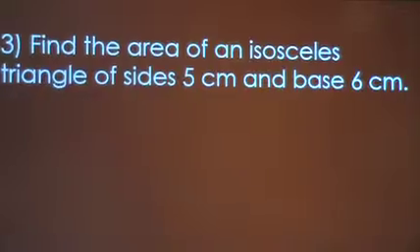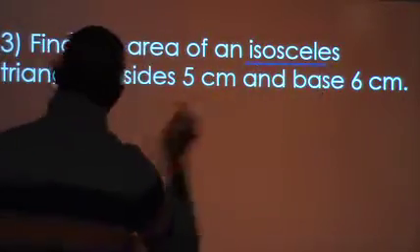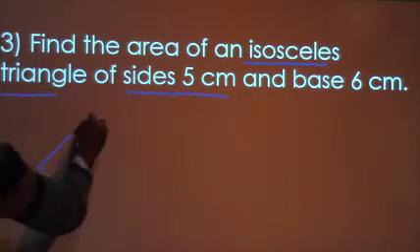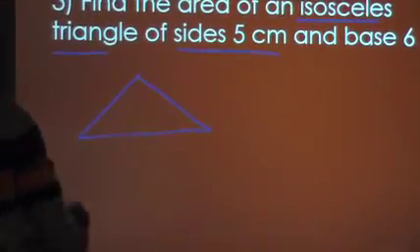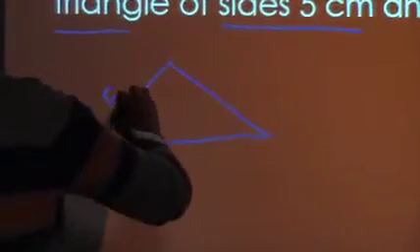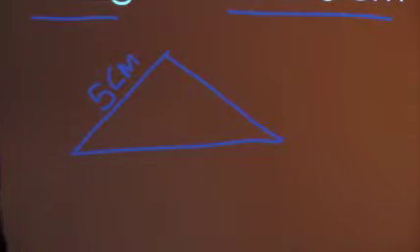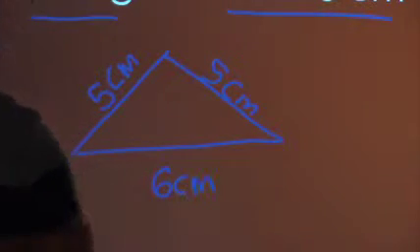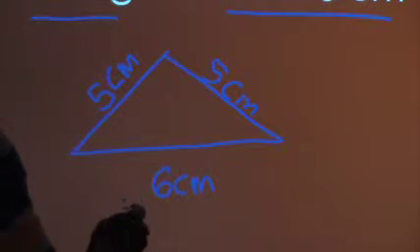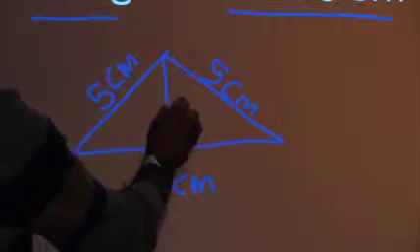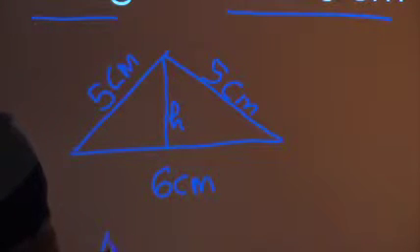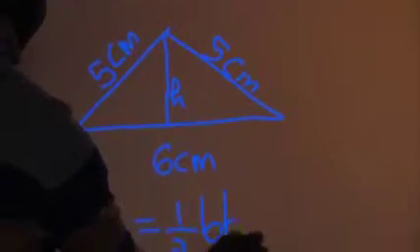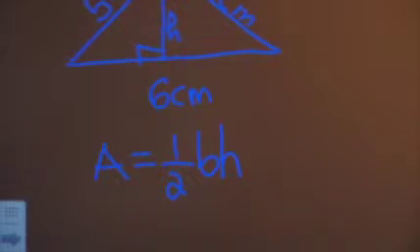Okay, so now we want to find the area of an isosceles triangle of side 5 centimeters. So let's sketch it. If it's an isosceles triangle, remember it didn't say right isosceles, it's an isosceles triangle. So for example, if this side is 5 centimeters, then the other side is going to be 5 centimeters. This is going to be our base, 6 centimeters. To find the area of this, we need to know the height, h, because the area of a triangle is given by 1/2 the base times the height, and the base and the height must have a perpendicular relationship.